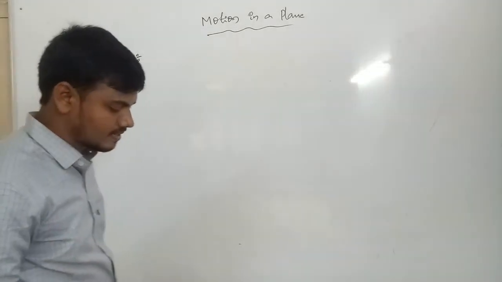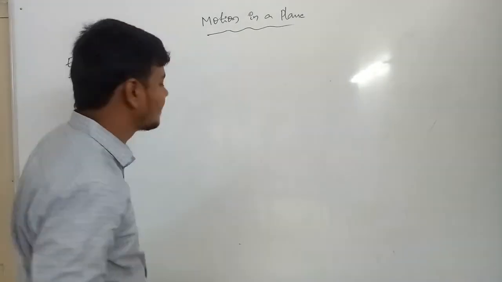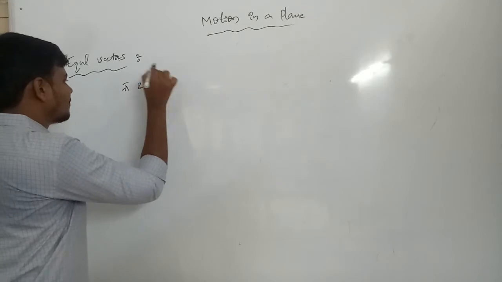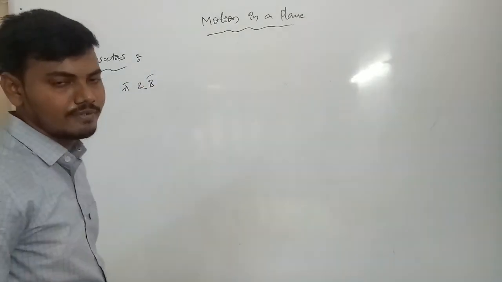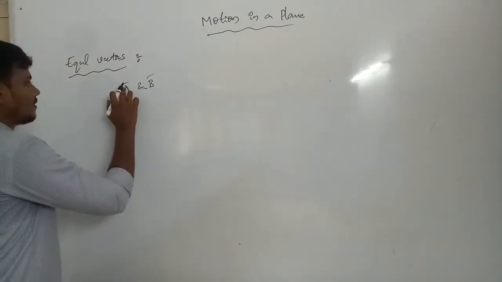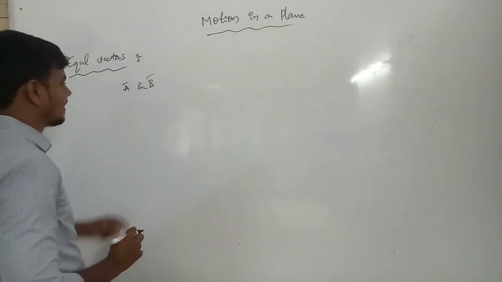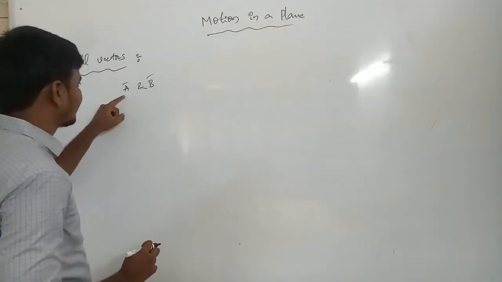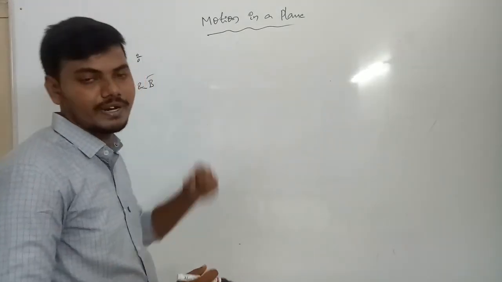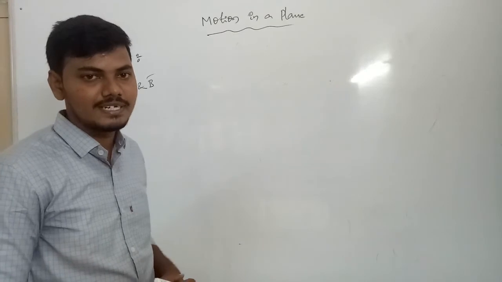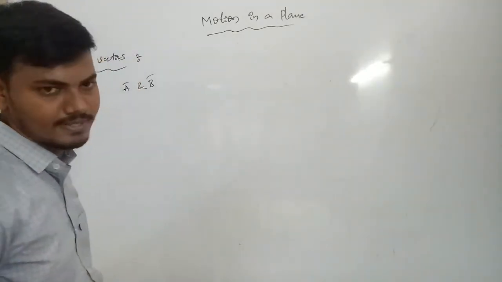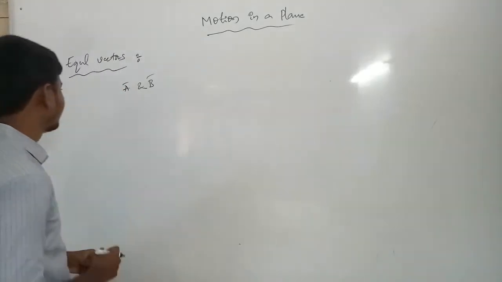Equal vectors: mainly there are two vectors, for example A bar and B bar. The first vector is A bar and the second vector is B bar. They are passing through the same direction. Two different vectors going in the same direction are known as equal vectors. Vectors in the opposite direction cannot be taken as equal vectors. Clear? Okay, right?